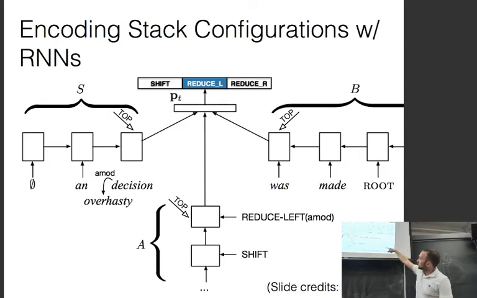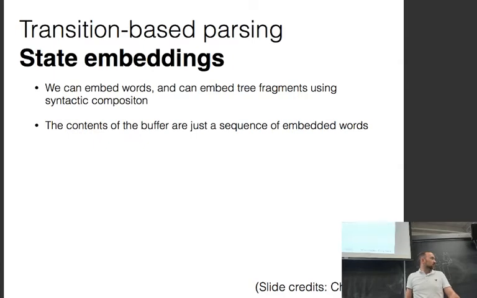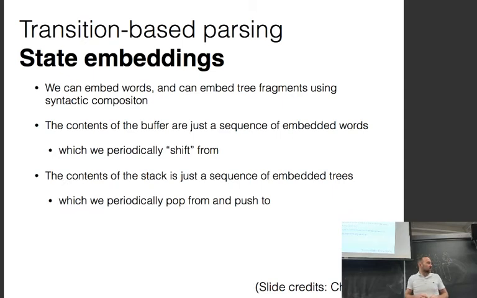So the top right one and the bottom one are completely straightforward. This is just a regular recurrent neural network. And we don't need to think about this. We already know how to do this. The one on the left is a little bit more tricky, right? We have a tree here. And this tree is input to our recurrent neural network. So the key insight here is that we can embed words, but we can also embed tree fragments, right?